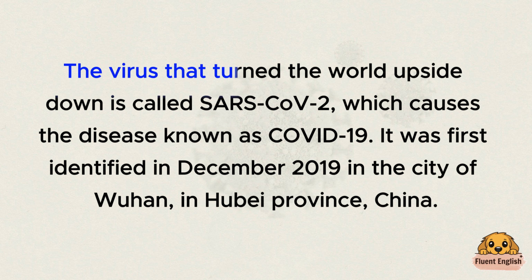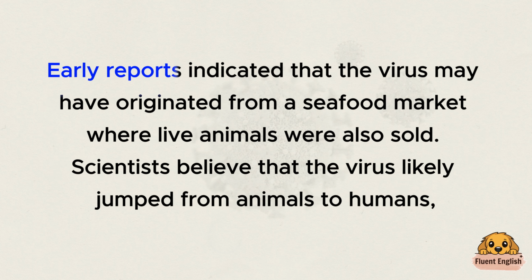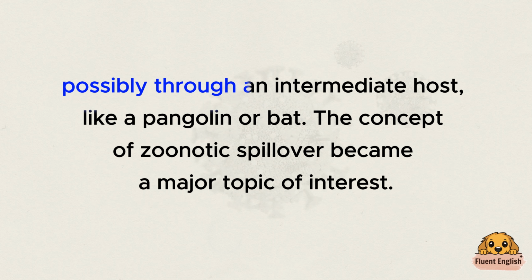The virus that turned the world upside down is called SARS-CoV-2, which causes the disease known as COVID-19. It was first identified in December 2019 in the city of Wuhan in Hubei province, China. Early reports indicated that the virus may have originated from a seafood market where live animals were also sold. Scientists believe that the virus likely jumped from animals to humans, possibly through an intermediate host, like a pangolin or bat. The concept of zoonotic spillover became a major topic of interest.